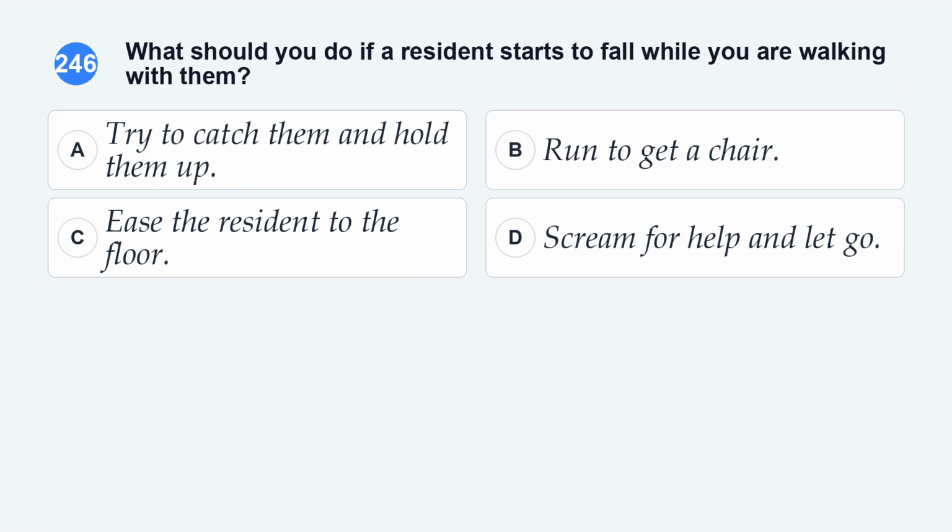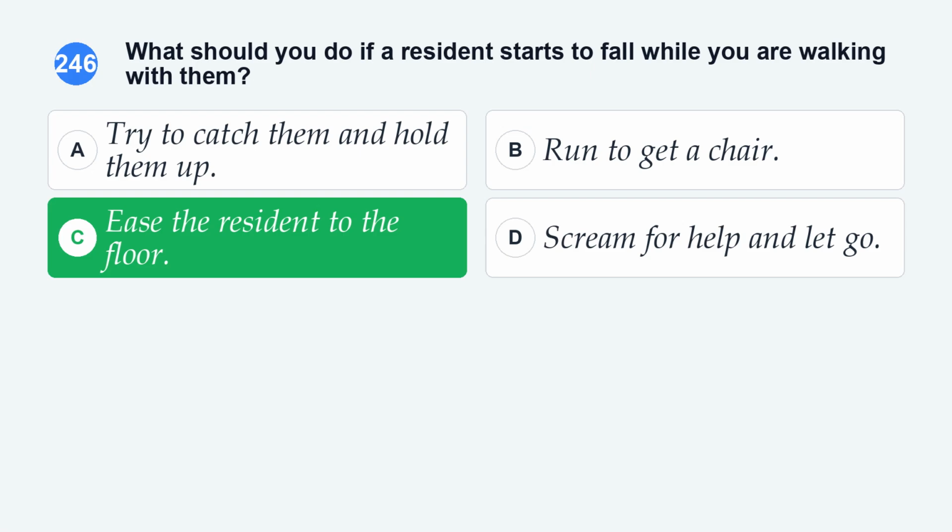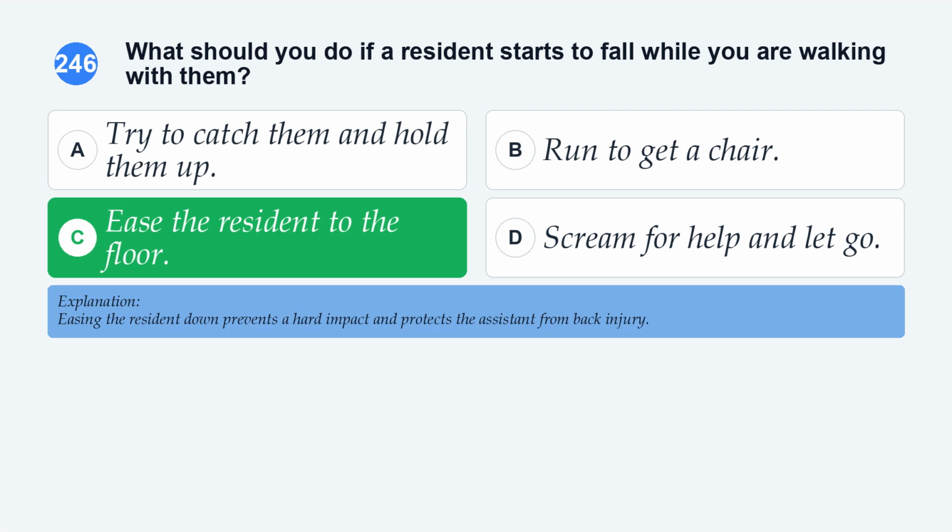Question 246. What should you do if a resident starts to fall while you are walking with them? Option A, try to catch them and hold them up. Option B, run to get a chair. Option C, ease the resident to the floor. Option D, scream for help and let go. The correct answer is option C, ease the resident to the floor. Explanation. Easing the resident down prevents a hard impact and protects the assistant from back injury.